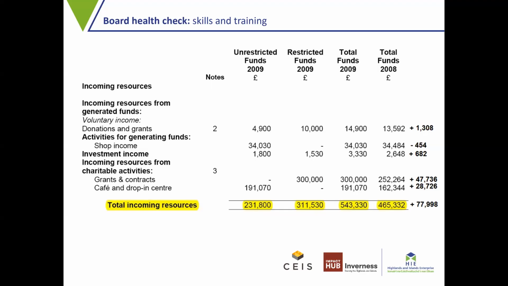And we can see that the total of 543,330 for the year is higher than last year's figure of 465,332, a difference of 77,998. The figure for donations and grants of 14,900 is only £1,308 more than the previous year's figure.